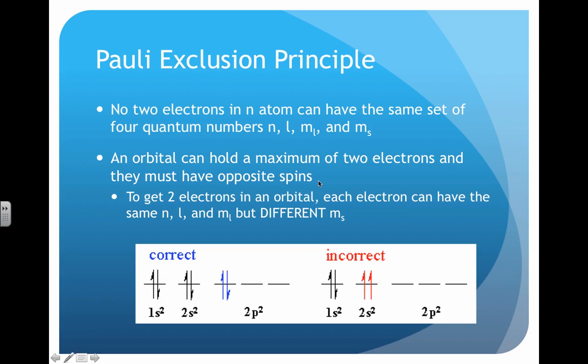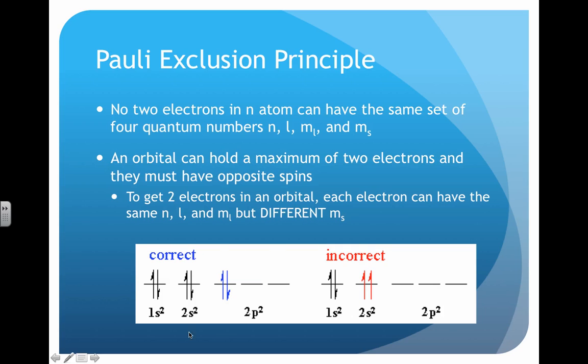If you think about the magnetic field, if you have one electron generating a field spinning in one direction, and another spinning in the opposite direction, they can counter each other and exist within the orbital without repulsing. The way we represent this with quantum numbers is that they'll have the same n, l, and m sub l, but their m sub s will be different. One would have a plus 1/2, the other a negative 1/2.